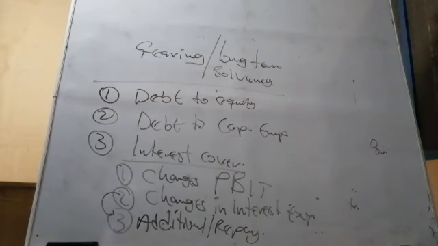So therefore, we are done with gearing, and I'm done with all the ratios. What is left is the investor ratios. But we'll take our first break and then come back and continue again.